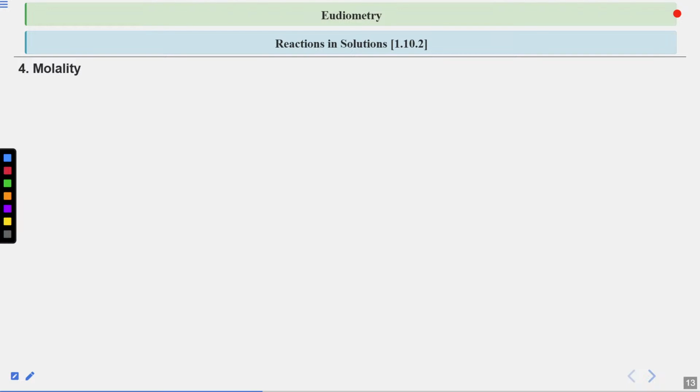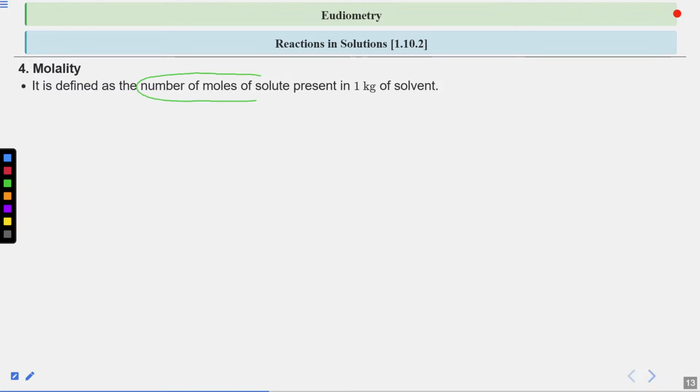Now our last concentration term, which is molality. How do we calculate molality? There is a very small difference. In the numerator, we will still have the number of moles of solute, but in the denominator, we will have the mass of the solvent. Remember, the mass of the solvent and not the solution. Mass of the solvent, and that also in kg. So two things are important. In the denominator, you will take the mass of the solvent, and the mass should be in the kg unit.